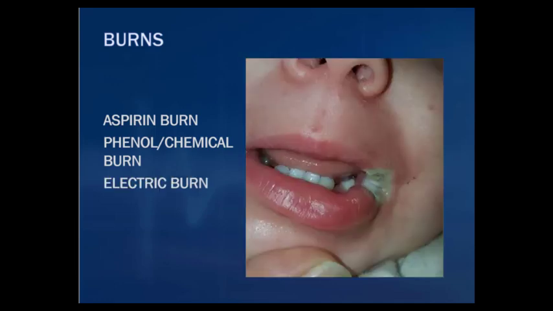And then we can have an electrical burn. I've never actually seen an electrical burn in the mouth. In this case, this child was chewing on an electrical cord. I mean, it's kind of survival of the fittest, I guess. You're not going to see this very often.